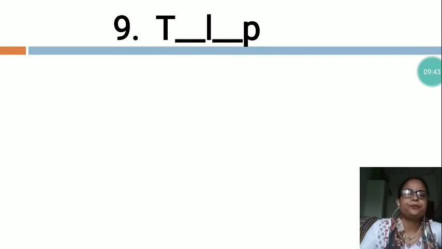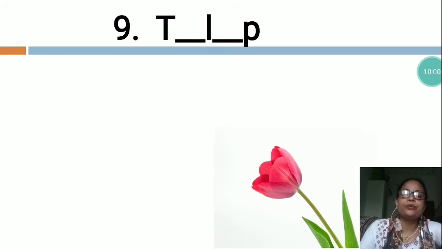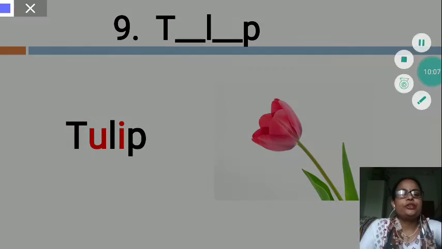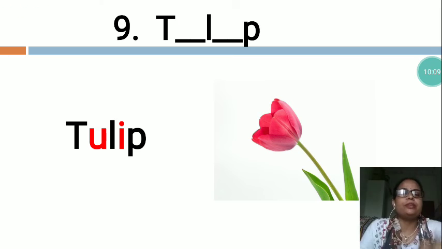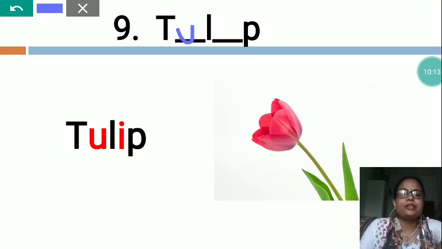Now, the next is T dash L dash P. So, now in this word also two letters are missing and you will have to fill the correct letter at the proper place. Now, which word is this? So, I would like to give you the clue. This is a picture of a flower, but which flower? Tulip. Tulip spelling: T-U-L-I-P, tulip. So after T we will write U, and after L we will write I.